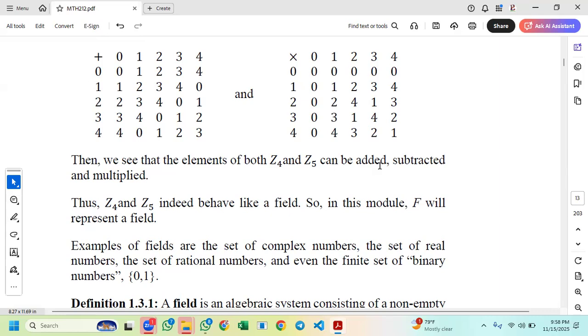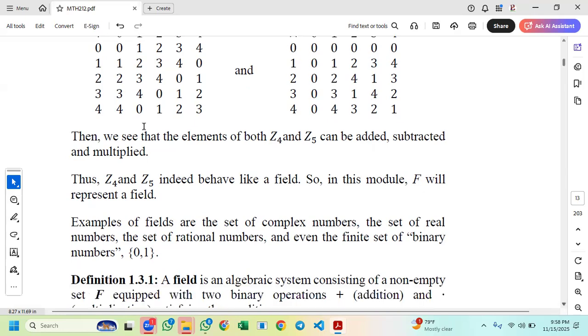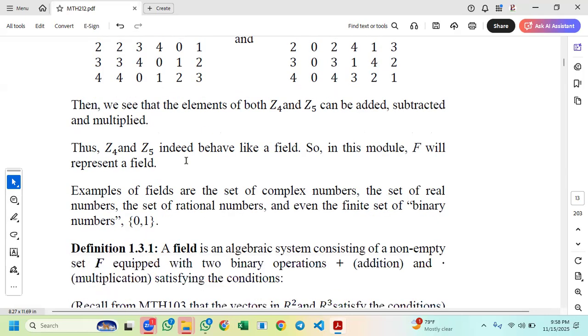Where is it going to appear? That is what they're trying to say. No matter what you multiply, just know that any number outside the space cannot appear within the space. So, thus, Z4 and Z5 indeed behave like a field. In this model, F will represent a field.